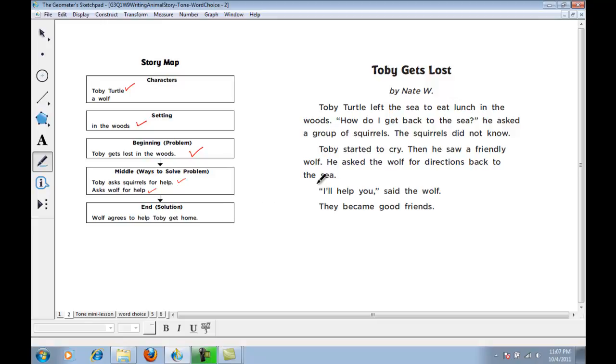And then at the end, the wolf says, I'll help you, said the wolf. They became good friends. So that tells the information from the ending or the solution of our story. Now it's your turn to create a graphic organizer. And then, after you watch the next few videos, you can turn it into a story of your own.